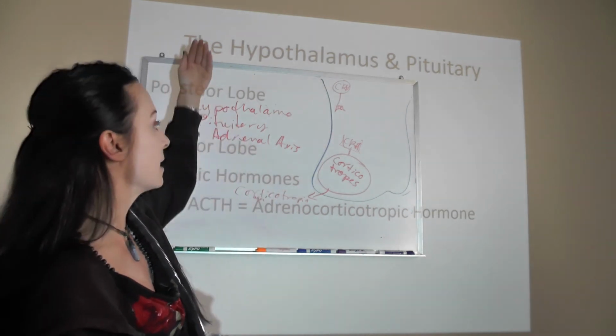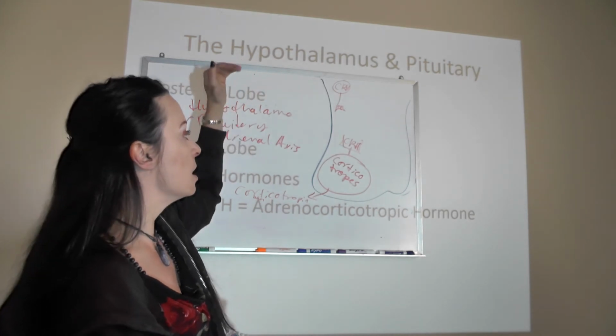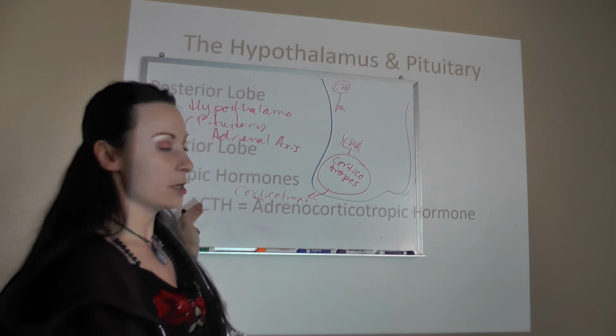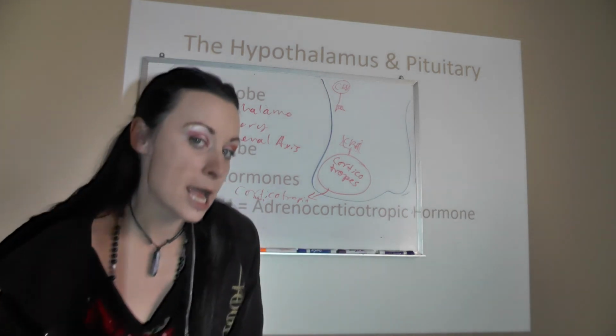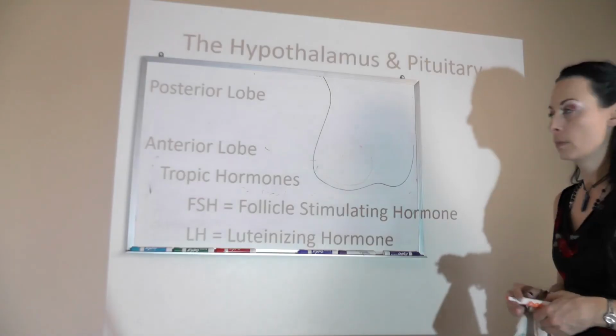This is our HPA axis. The H part, hypothalamus, is releasing corticotropin-releasing hormone. The P part, the pituitary, is releasing corticotropin, or the adrenocorticotropic hormone. And the A part is going to be releasing cortisol, our stress hormone. We'll talk about that more tomorrow.